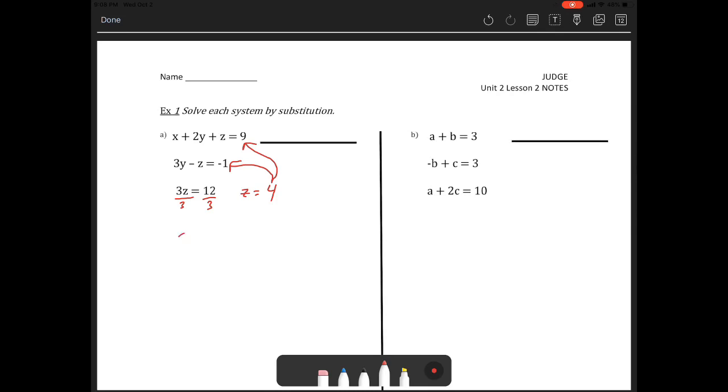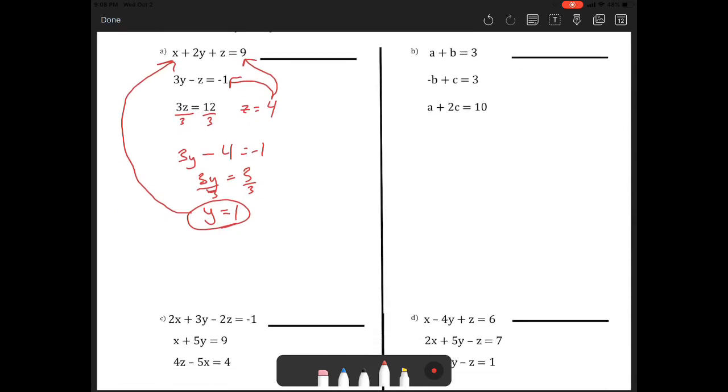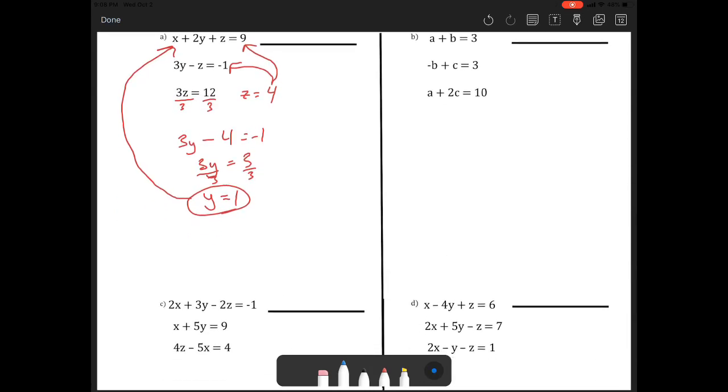And that's your first step. So that's going to get me 3y minus 4, which is our z, equals negative 1, which ended up being 3y equals 3. Then 3 divided by 3 equals y equals 1, which we then can plug back into the other equation that we haven't done yet.